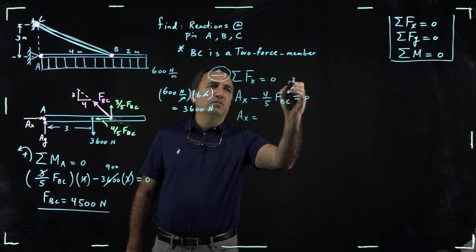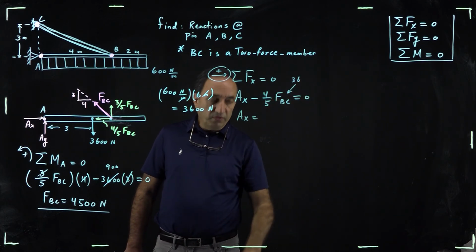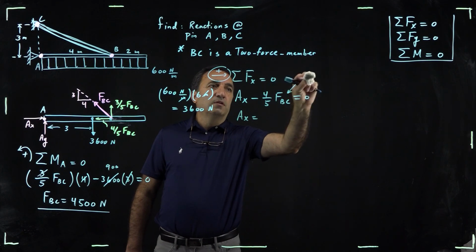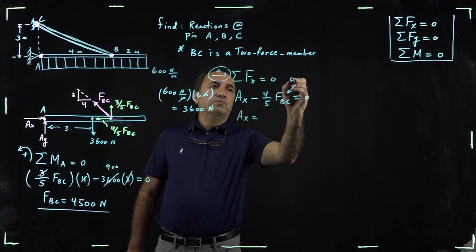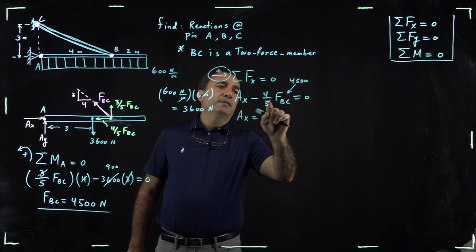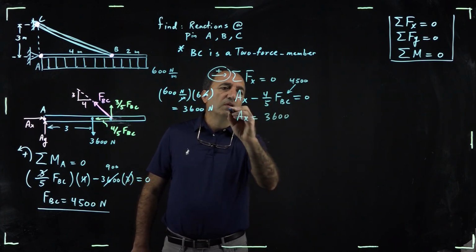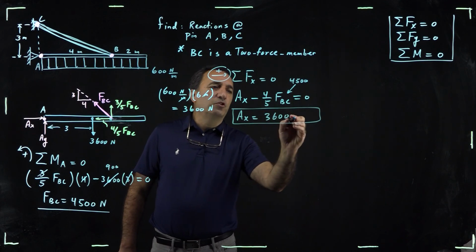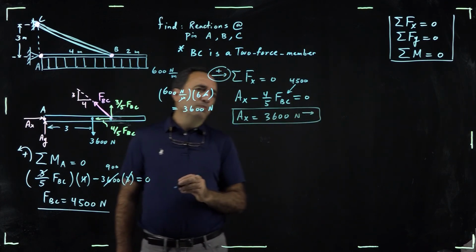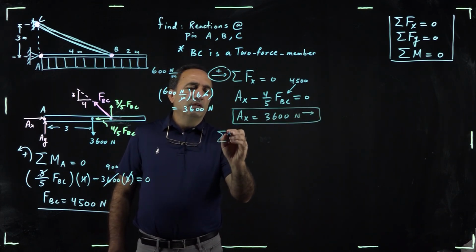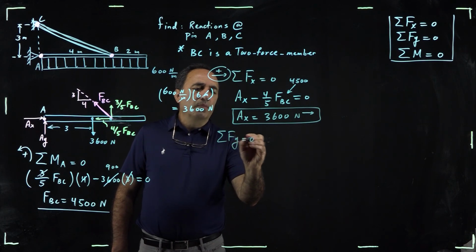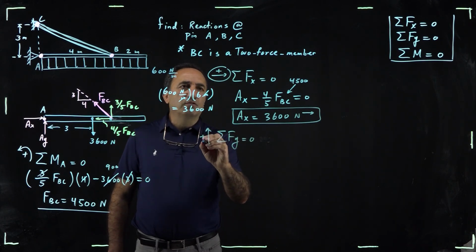Now remember, FBC is 4,500, not 3,600. 4,500. And that becomes 3,600. Positive. Implies that, first of all, the unit is newtons and the direction is okay. So far, so good.